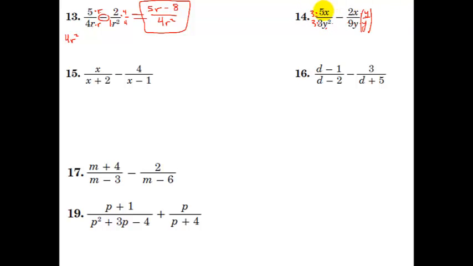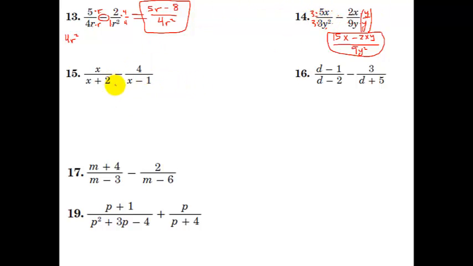Okay, so what's in my numerator here? 3 times 5x. That's going to give me 15x minus 2xy. In the denominator, I've got a 9y squared here, a 9y squared here, so my denominator is 9y squared. Okay? When the denominators are monomials, it's pretty straightforward. You just figure out what the lowest common denominator is and give each piece whatever it's missing.